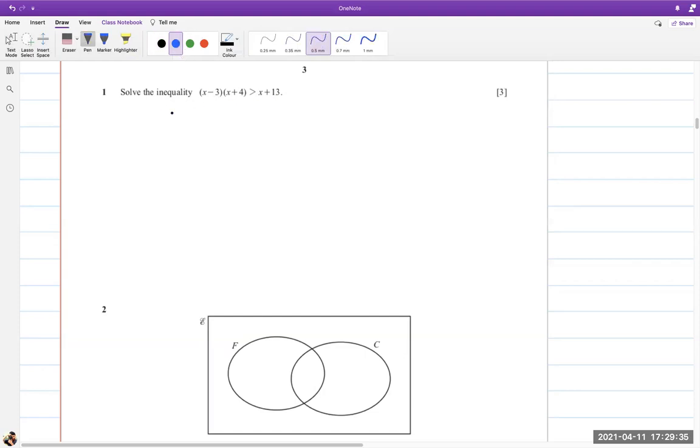It says x minus 3 and all that. So first thing we have to do is just bring everything to one side and make the other side 0. So that gives me x squared plus x minus 12 is greater than x plus 13. This x cancels out with this x and I'm left with x squared minus 25 is greater than 0. Basically, I brought 13 here, that became minus 13, minus 12 plus minus 13, that is minus 25. That gives me x squared is greater than 25.